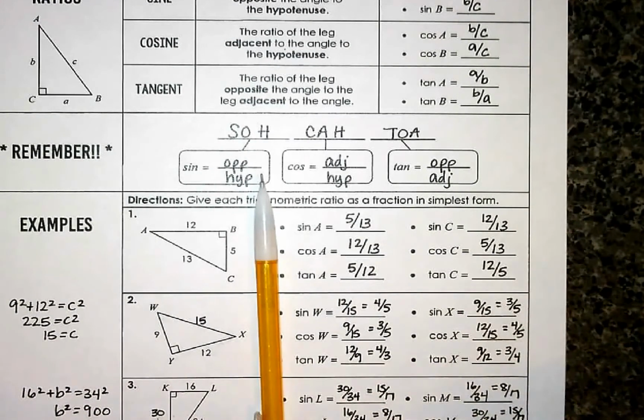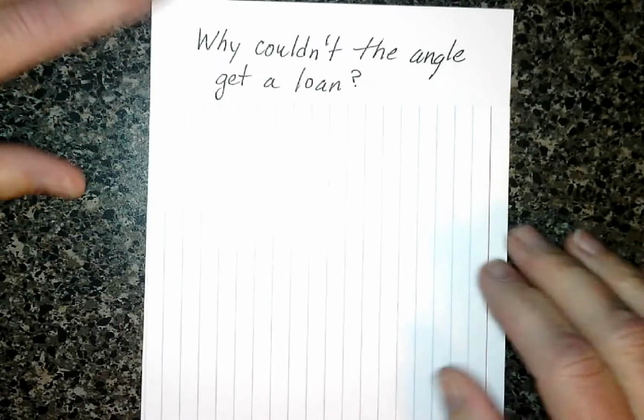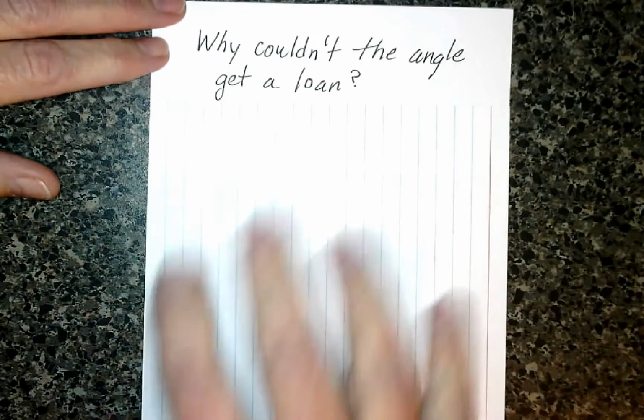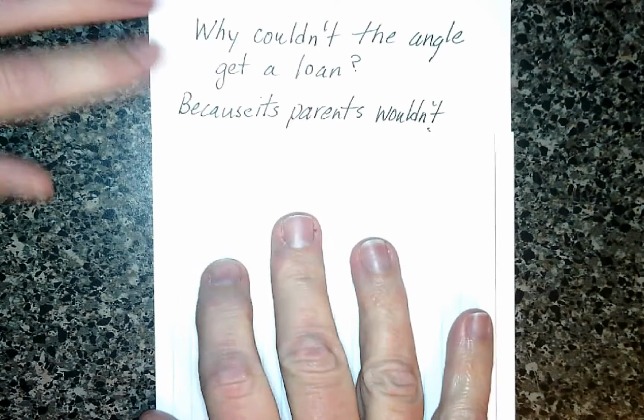All right, now here's what you've been waiting for. I've got a couple of questions here for you. See if you can get these answered. First one, why couldn't the angle get a loan? Because his parents wouldn't cosine.